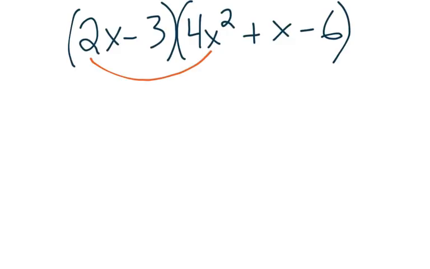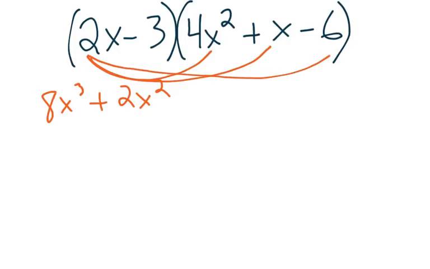So let's start. 2x multiplied by 4x squared becomes 8x cubed. 2x multiplied by x becomes 2x squared. 2x multiplied by negative 6 is negative 12x. And again, all I did there was take 2x and multiply it by everything.